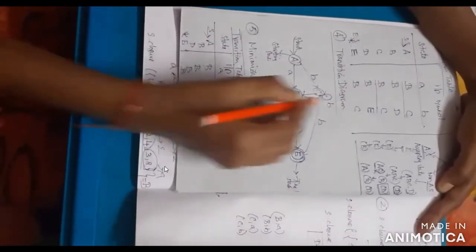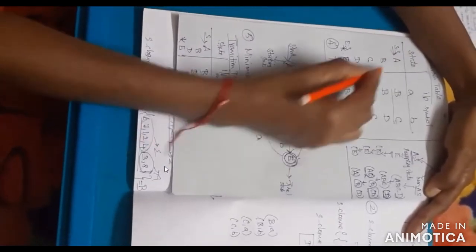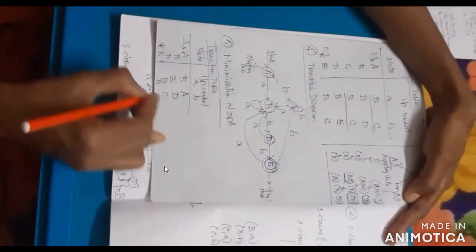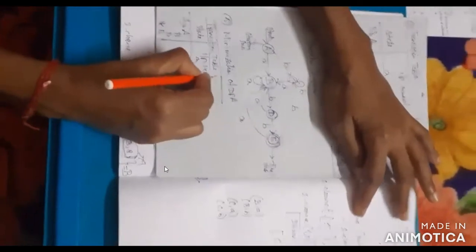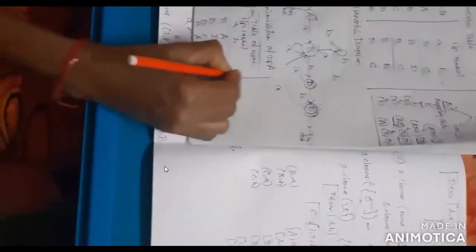Next check E: the output is B, C. B is there, but C was removed in the minimization. C and A have the same values, so instead of C I can write A. This is the transition table of the minimization. Next, what do you write?